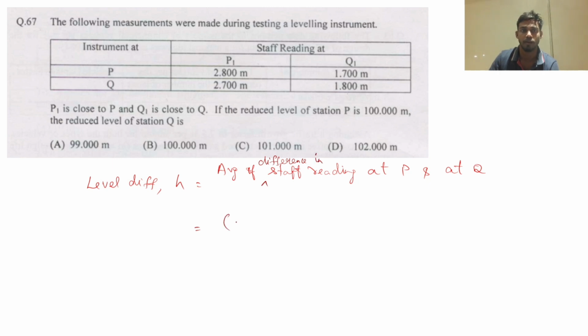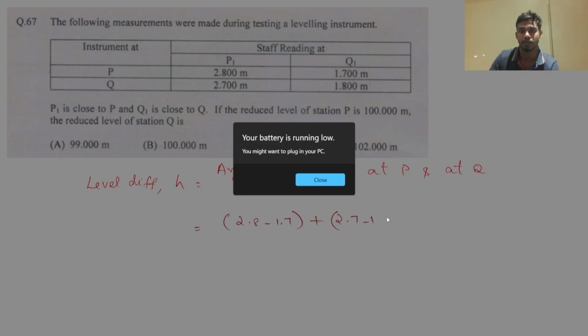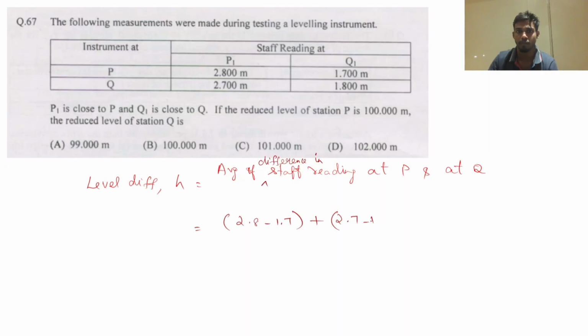So that means 2.8 minus 1.7. Difference in staff readings, so look at the difference, 2.8 minus 1.7. The average. So that means we have to put a plus symbol, and 2.7 minus 1.8, divided by 2. So we are taking the average.